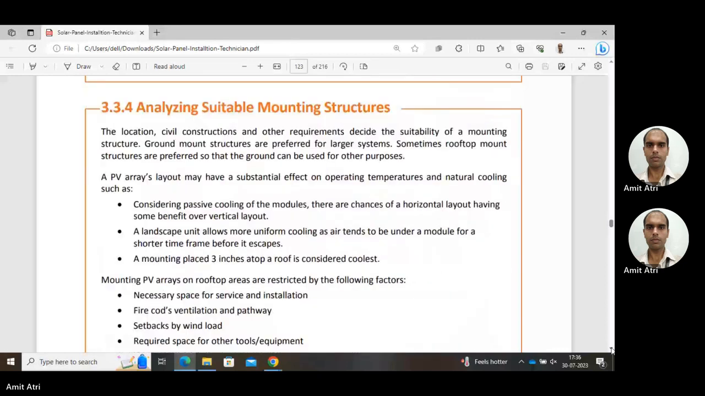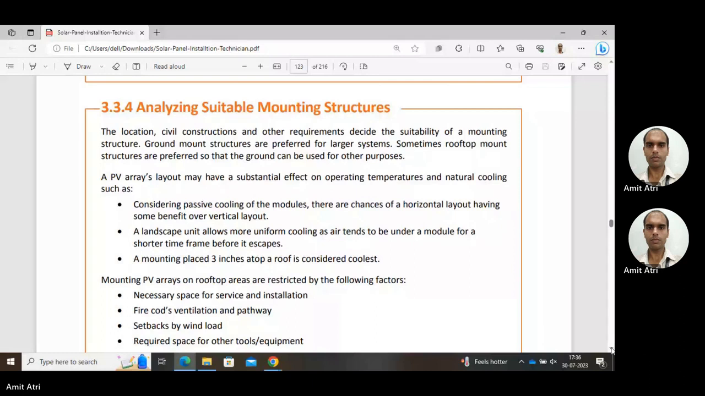Section 3.3.4 covers analyzing suitable mounting structures. The location, civil construction, and other requirements decide the suitability of a mounting structure. Ground mount structures are most preferred for larger systems. We can say a large capacity system is very difficult to mount on the rooftop. Sufficient roof availability is also not there, so on the ground we need it.